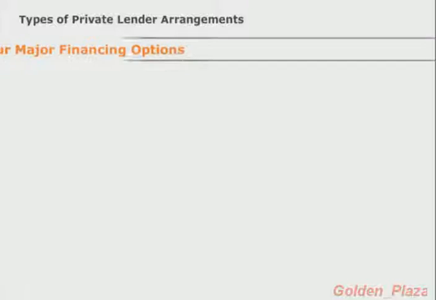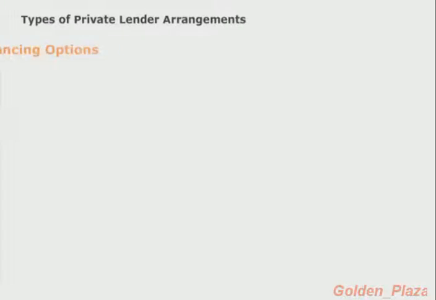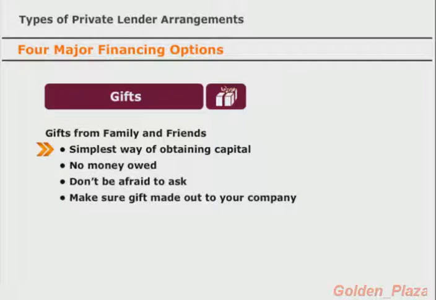There are 4 main financing options when it comes to raising money from friends, relatives, and other private lenders: gifts, loans, equity investments, and joint ventures. Let's learn about each one so that you can make the best choice for you and your potential lender. A gift is the simplest way of obtaining capital. You have no ongoing obligation to the giver, although you should thank the person and make an effort to maintain good relations. A friend or family member might offer a gift of money to help you get started, or you might jumpstart the process by asking.